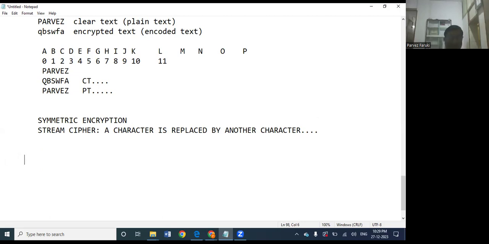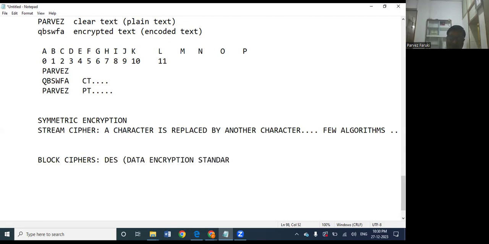Sometime later we will study something called block ciphers. So within stream there will be many algorithms, a few of which we will discuss. And then we will move to block ciphers. Important: there is an algorithm which is called DES, Data Encryption Standard. There is another one which is called Advanced Encryption Standard. Please pay some attention to these words. This is known as DES, and an improved version of DES is AES.